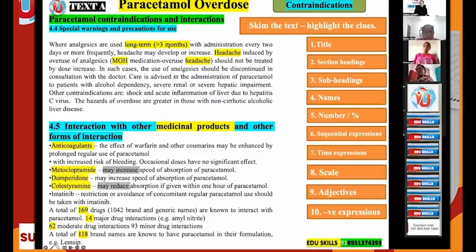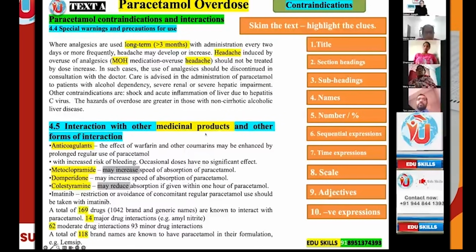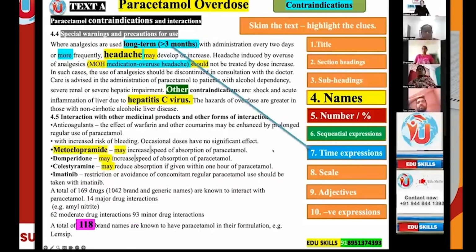So long term, the time expression, is a clue. Then you have interaction with other medicinal products, and you have these medicinal product names, then the numbers. One of these names will be connected to the answer. One of these numbers will be connected to the answer. I'm just trying to convince you how the clues work. Now you see here, time expression, 3 months. Again, long term is the sequential expression. MOH is an abbreviation. Automatically, they are equivalent to names.